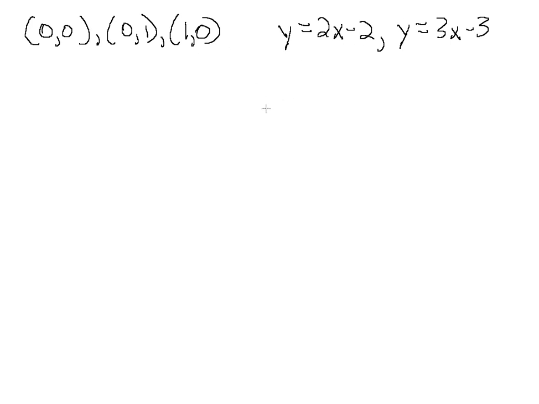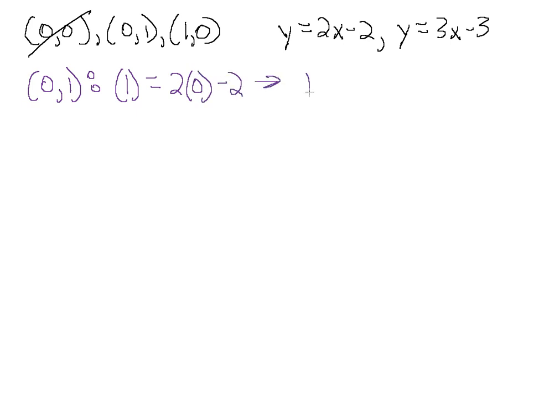All right. We can actually eyeball this one by zeroing out our variables. We can just cancel out the origin, because if we plug in (0, 0), we can see that this doesn't work. We'd get 0 here and 0 here. 0 doesn't equal -2, so we can cancel that one right off the bat. So let's try the next one. We have (0, 1). We plug it into the first equation, so we have 1 equals 2 times x, which is 0, minus 2. This gives us 1 equals -2, and that's a false statement, so that indeed won't work either.